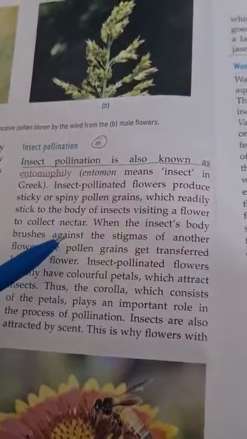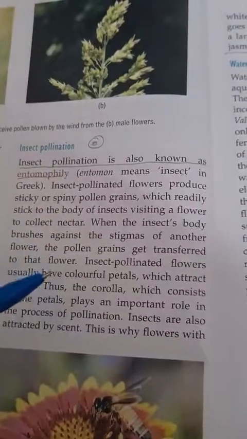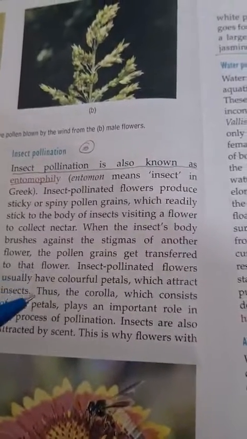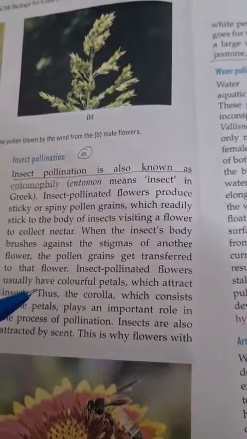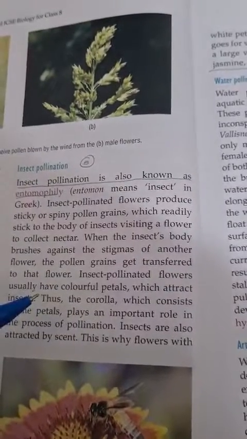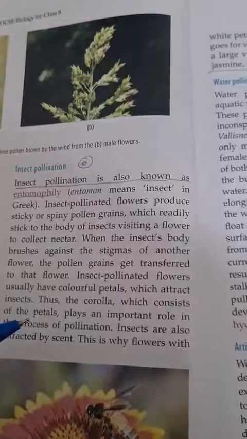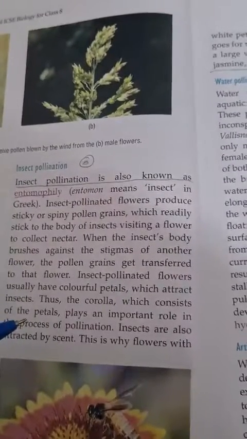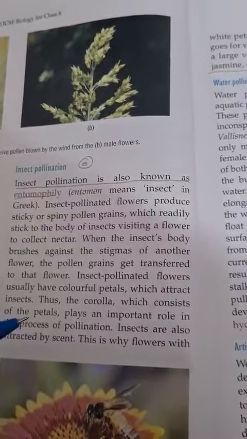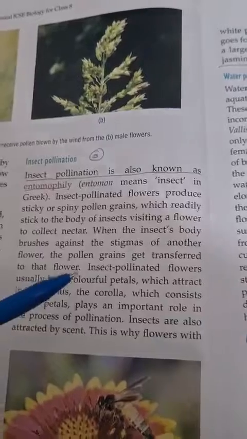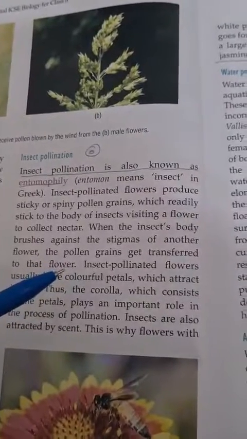You know that most of the insects visit flowers to suck nectar, which is food for them, like honeybees and butterflies, they suck nectar from the flowers. And when they sit over the flower for sucking nectar, the pollen grains stick to their bodies, and when they move from one flower to another flower, they help in the process of pollination.